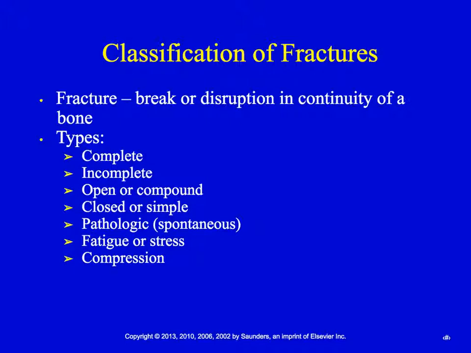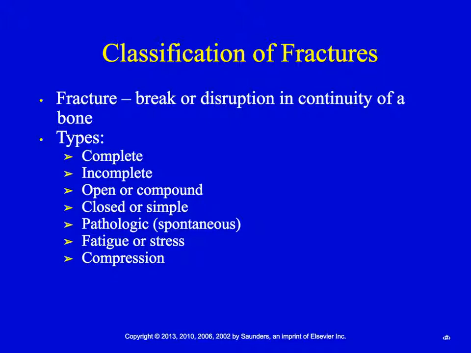The term pathologic fracture refers to a fracture from minimal trauma to a bone that has been weakened by a disease. So that would be a fracture that occurs secondary to osteoporosis. If the bone is so weakened by osteoporosis that it just fractures with a little trauma, then that would be a pathologic or spontaneous fracture.